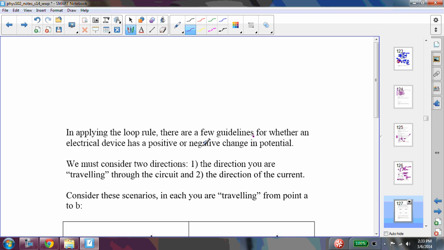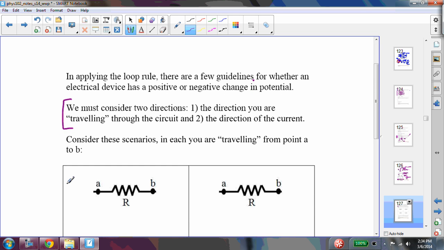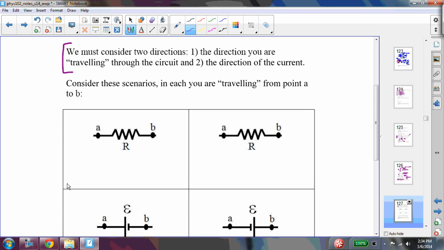Let me show you. So we're going to have the direction that you're traveling in the circuit, and then also the direction of the current. So let's consider these scenarios. In each, you're traveling from point A to B. So as we're going through the circuits, we will be moving here from point A to B. If that doesn't make sense to you now, don't worry. We'll see some examples, and it'll make sense to you in a little bit. So I'm moving from point A to point B in each of these.